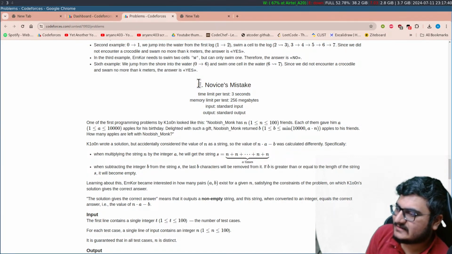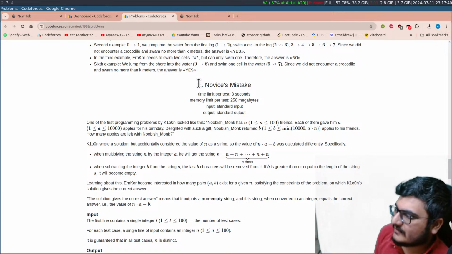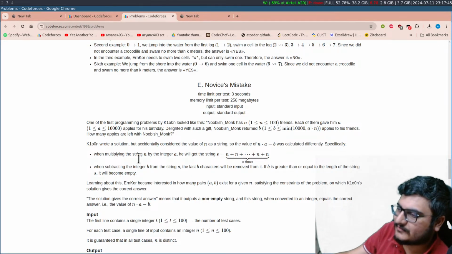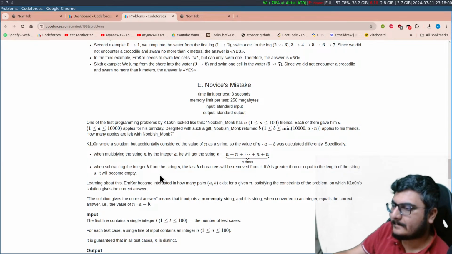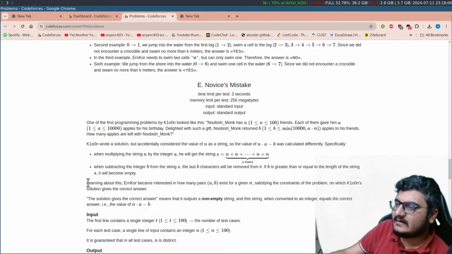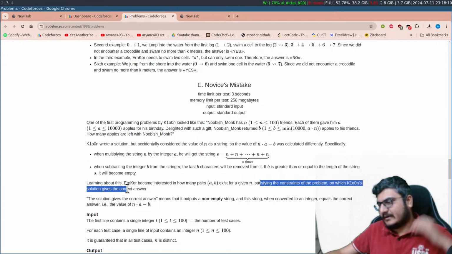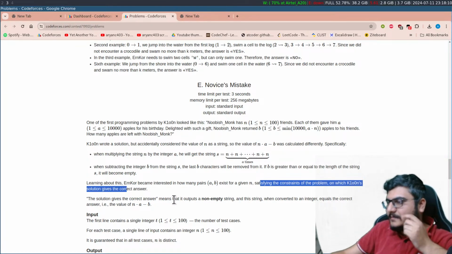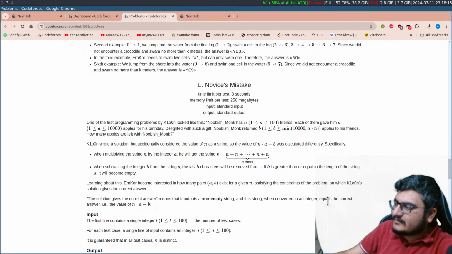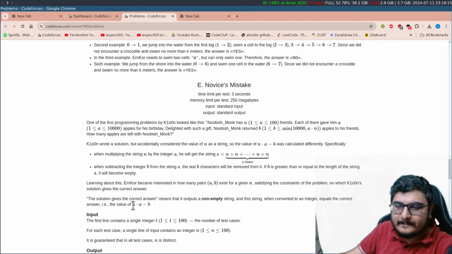K wrote a solution but accidentally considered the value of N as a string. So the value of N times A minus B was actually calculated differently. When multiplying the integer by A, he will get the string concatenated N times. When subtracting integer B from a string, the last B characters will be removed from it. If B is greater than or equal to the length of the string, it becomes empty. Learning about this, E became interested in how many pairs A and B exist for a given N, satisfying the constraints of the problem, for which K's solution gives the correct answer. The solution gives correct means that it outputs a non-empty string, and this string when converted to an integer is the correct value of n times a.